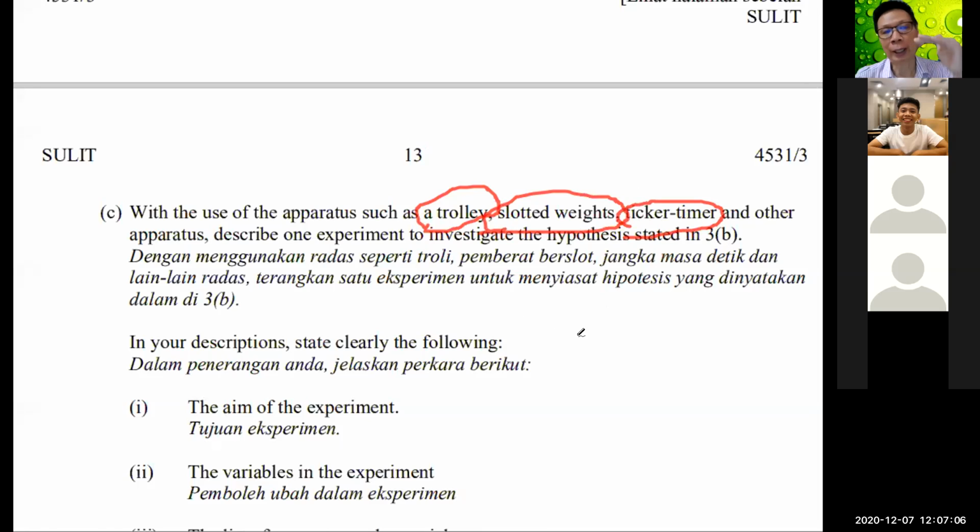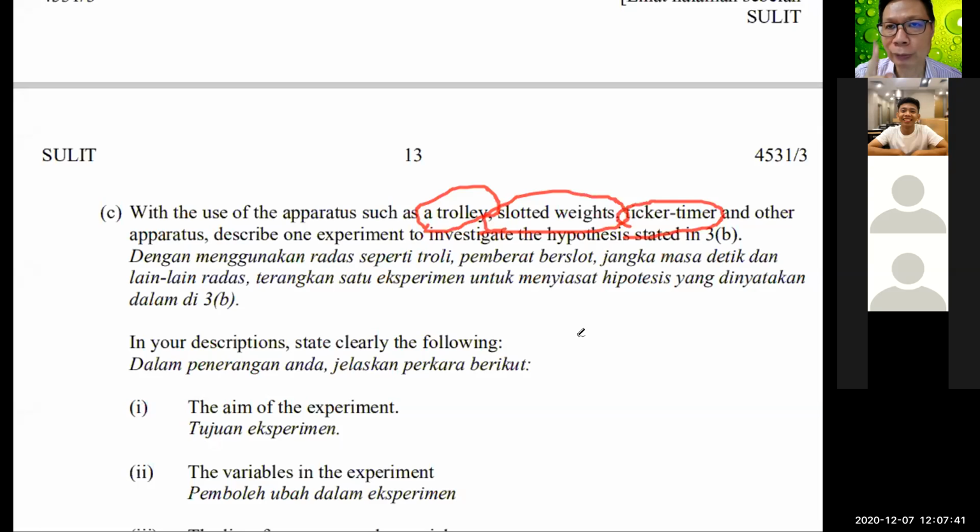I think like this. You can put the trolley on a runway or just on the floor. It's okay, you can do it on the floor or on the runway. Then you use a ticker timer to measure the speed. Then what is the function of the slotted weight? The slotted weight is to increase the mass of the trolley, correct or not? To increase the mass of the trolley.